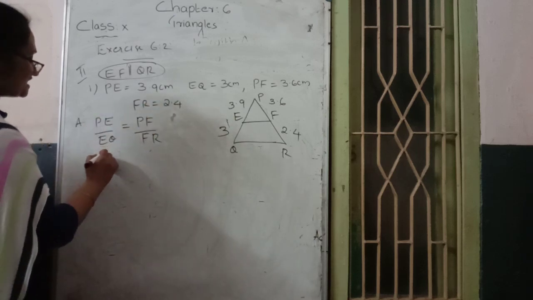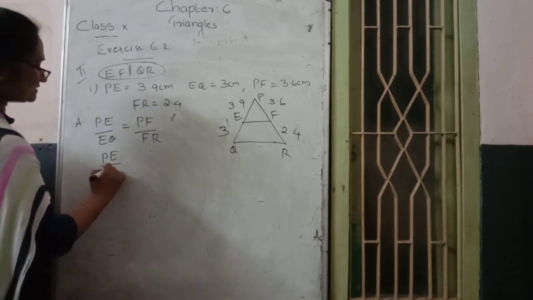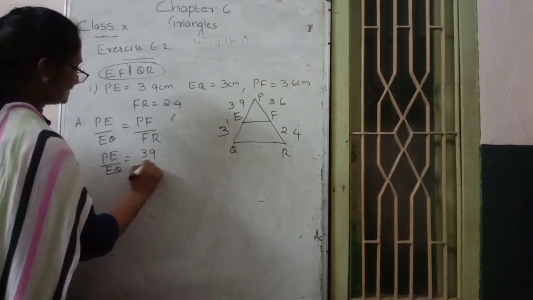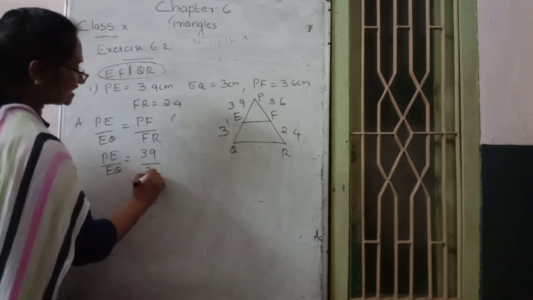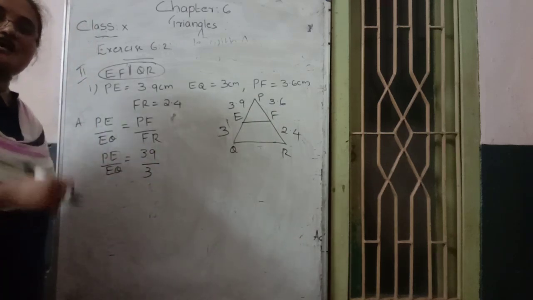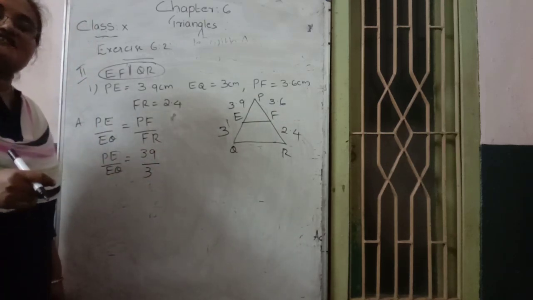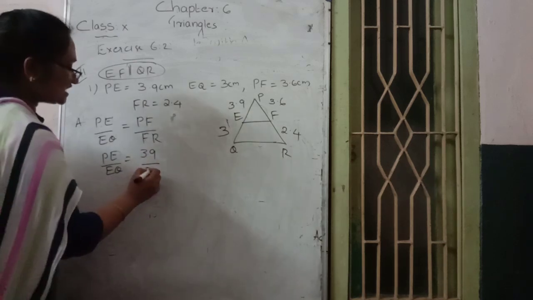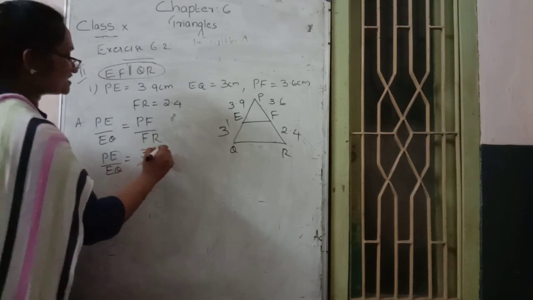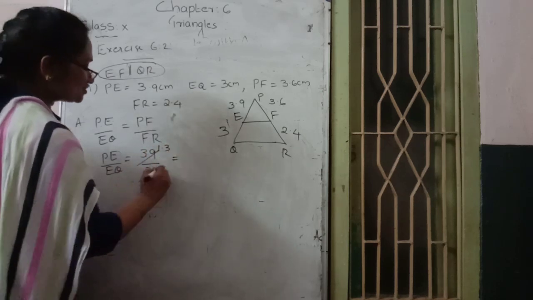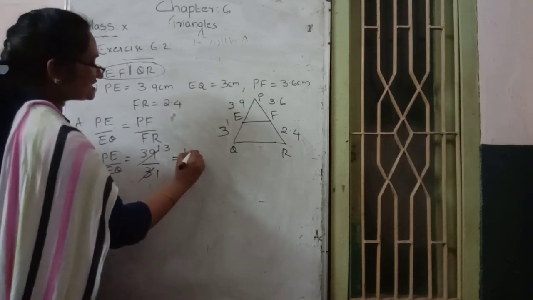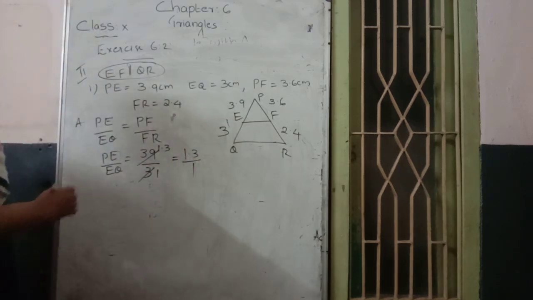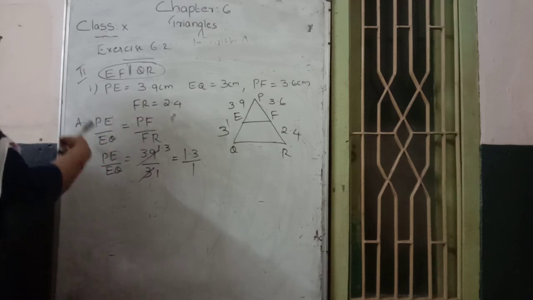First the left side part, PE by EQ. PE value is how much? 3.9, and EQ value is 3. Just substitute the values and check it, and after cancelling, compare the answer with the right side answer. Here 3 and 3.9 cancel: 3 into 1.3 is 3.9, and 3 one time is 3. So the answer of the left side is 1.3 by 1.